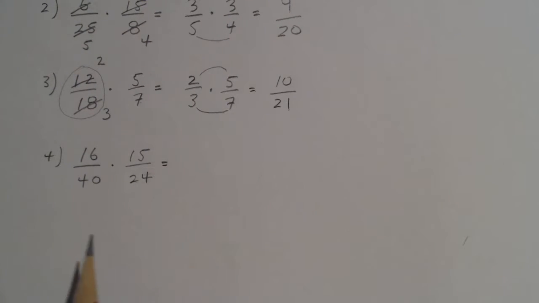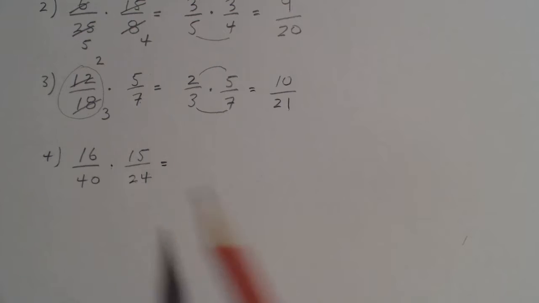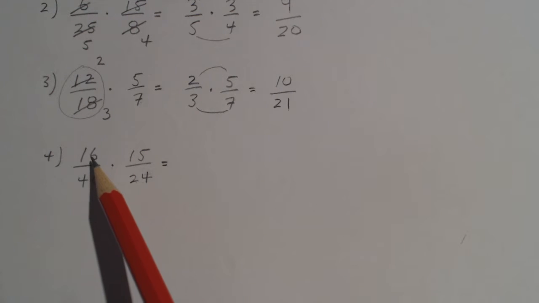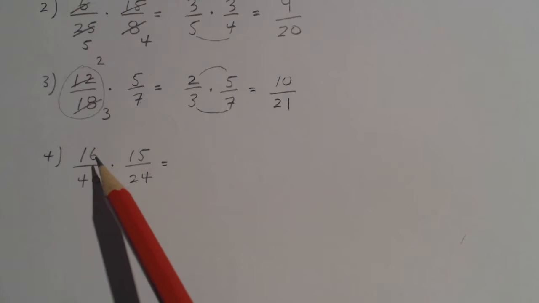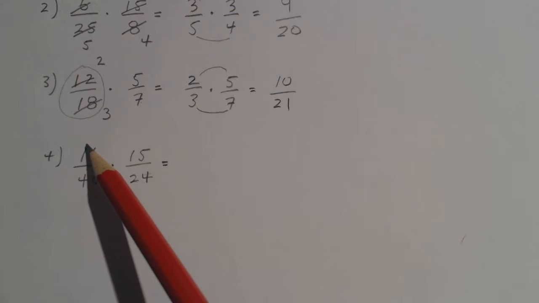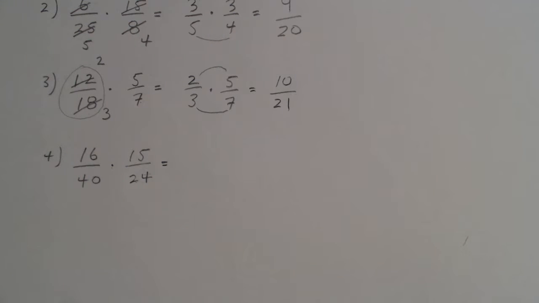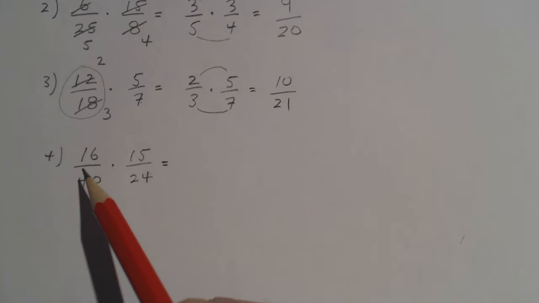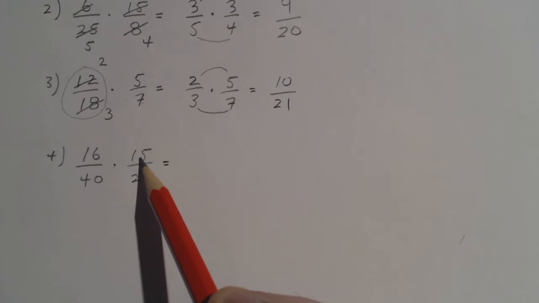Okay, so let's have a look at number 4. We have 16 over 40 times 15 over 24. Now, can I make the top numbers and the bottom numbers smaller? Yes, I can. I can make them smaller by cross-cancelling this way. And I can also make this number 16 over 40 smaller because I can simplify. But what we can do, we either cross-cancel or simplify. It doesn't matter which we do, but what we'll do, firstly, we'll cross-cancel the 16 and the 24 and the 40 and the 15.